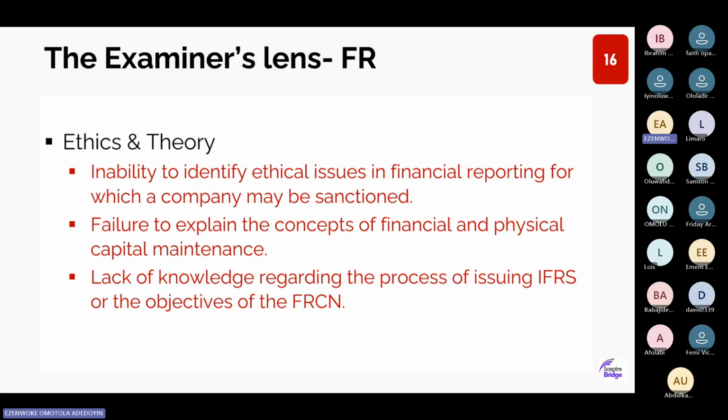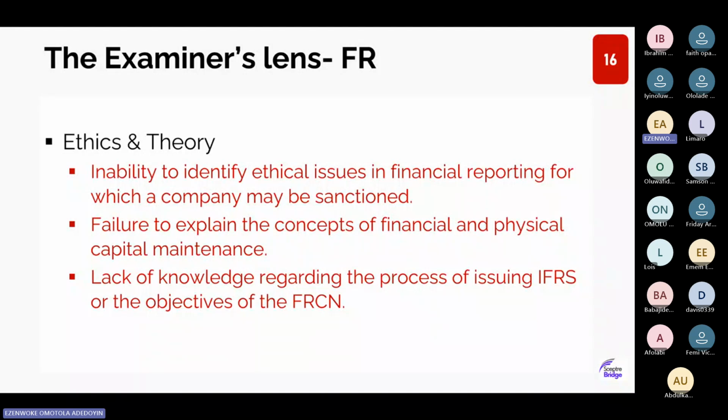Like I said, ethics in FR is not the same as ethics in audit. Ethics in FR is looking at it from a financial reporting point of view. So always remember your standard, right? Whatever issue is being talked about, try and ask yourself what standard is being referred to here.